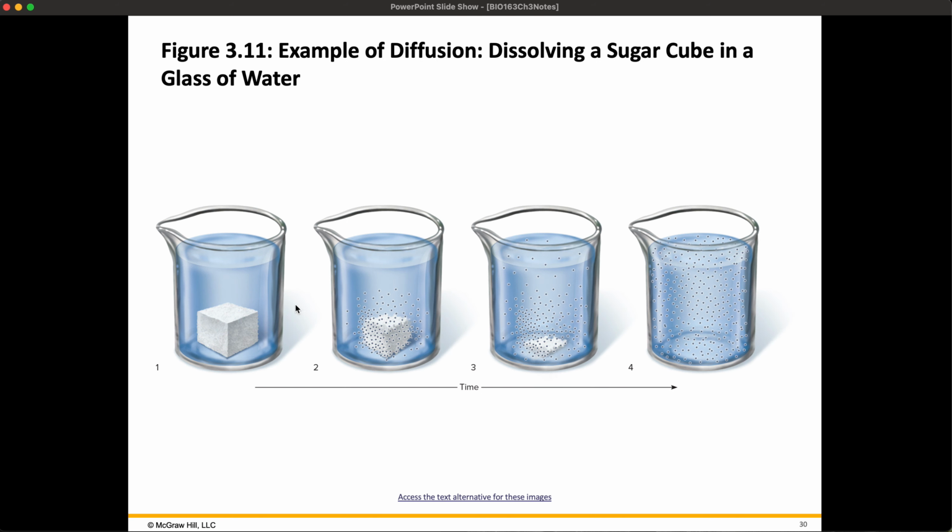So a classic example is a sugar cube in a glass of water. If you put the sugar cube in there, it will slowly start to dissolve. And then as it dissolves, you can see how the sugar molecules will naturally disperse evenly throughout it. Even if you don't stir it, it will naturally happen. Obviously, if you stir it, if you add that agitation, it will distribute evenly more quickly, but it will still happen on its own.